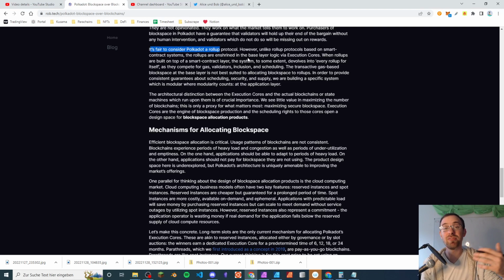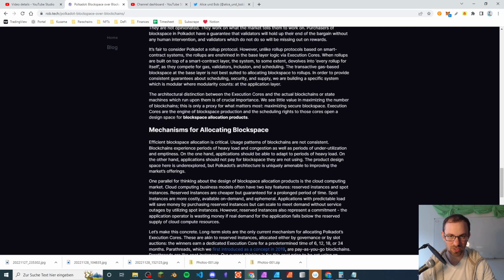This is, for example, also what Ethereum is likely going to do with their sharding, where they are basically saying any layer 2 is rolling up into Ethereum and settling on Ethereum. However, unlike rollup protocols based on smart contract systems, the rollups are enshrined in the base layer logic via execution cores. So the execution cores are what is rolling it up. When rollups are built on top of a smart contract layer, the system to some extent devolves into every rollup for itself, as they compete for gas, validators, inclusion, and scheduling.